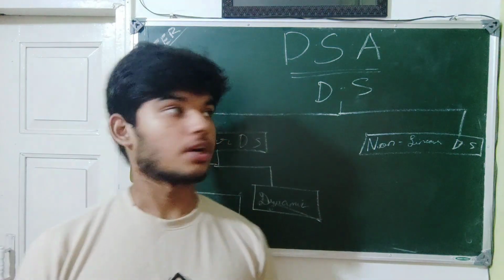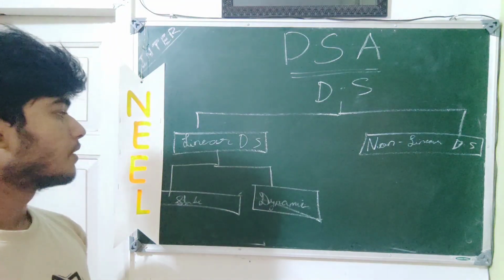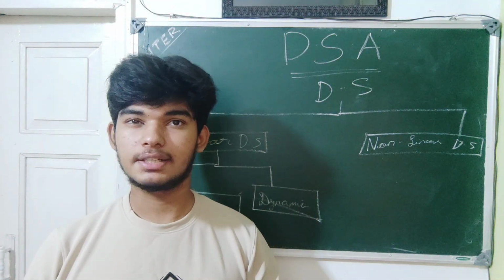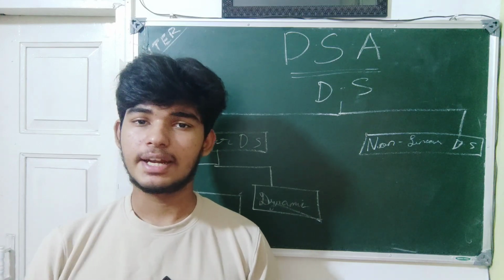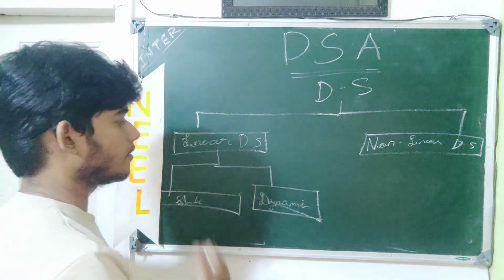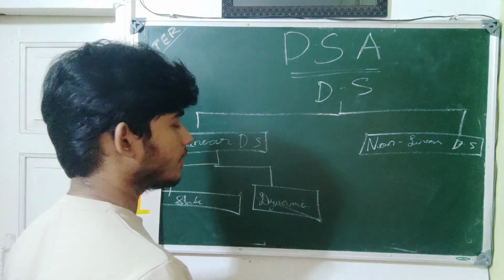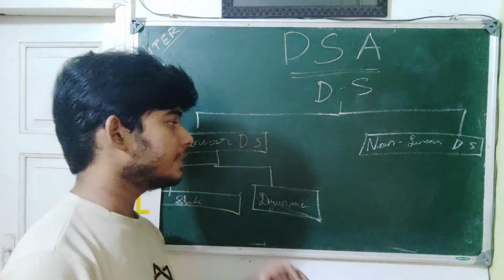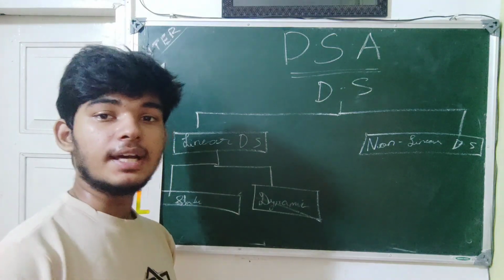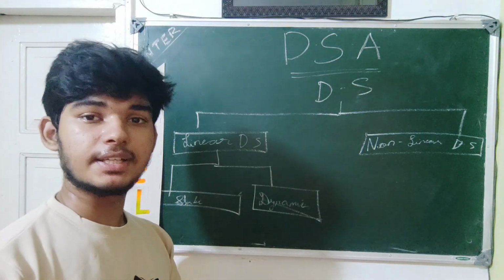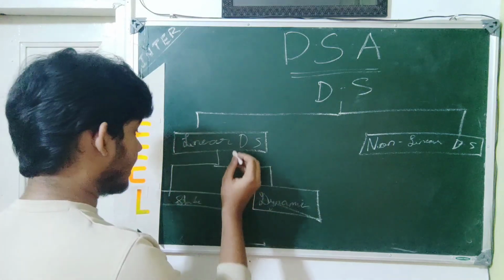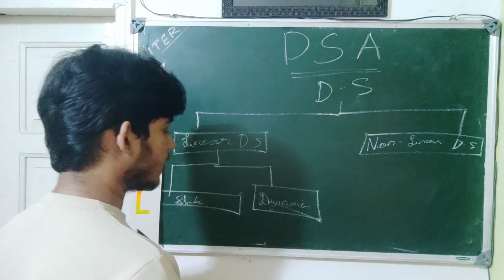So now let's talk about linear data structure first. A linear data structure is a data structure where all the elements are arranged sequentially, and these elements are related to each other. So for example, each element that is before and after an element is linked to it in some way or another. So linear data structure is basically that. And in linear data structure we have static and dynamic.